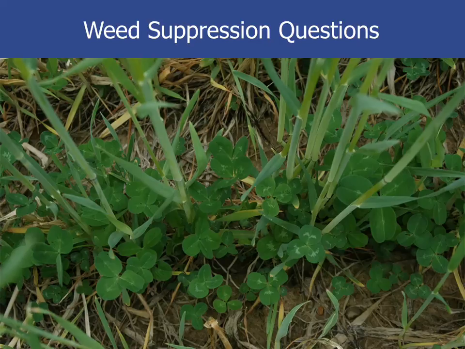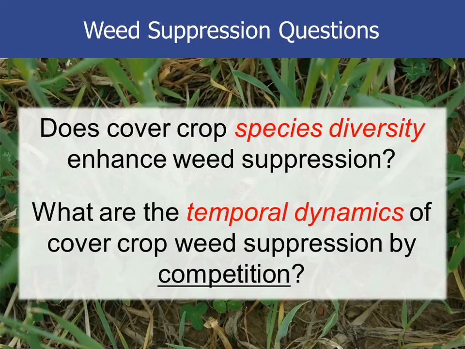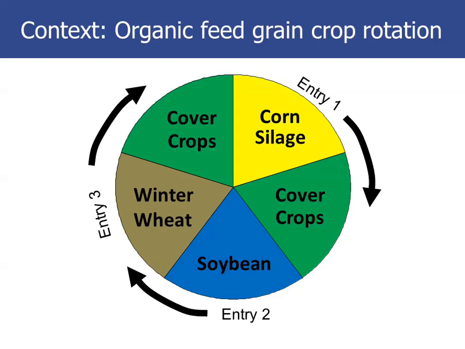And we want to understand how that happens. So first of all, does cover crop species diversity enhance weed suppression? That's one question. And second, what are the temporal dynamics of cover crop weed suppression by competition? I want to stress, we only looked at competition as a mechanism. We didn't look at allelopathy or any of the other mechanisms that people have suggested for cover crop weed suppression. So those are the two questions I'm going to try to answer in the next 10 minutes or so.